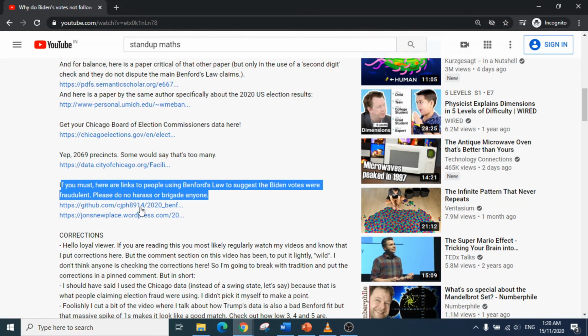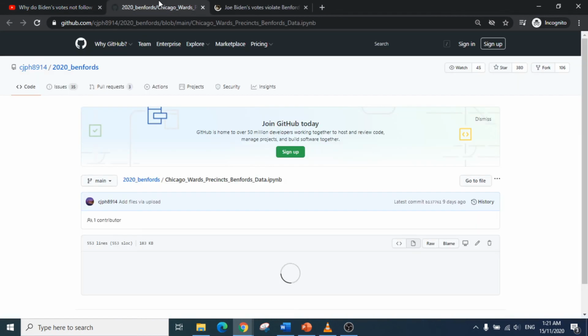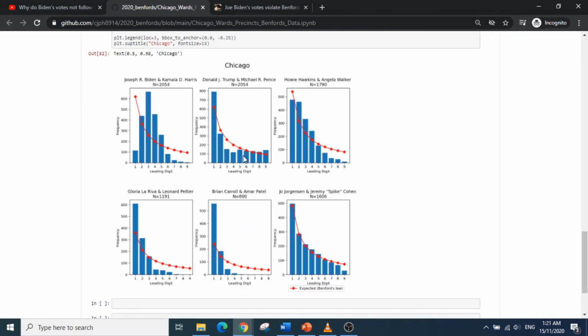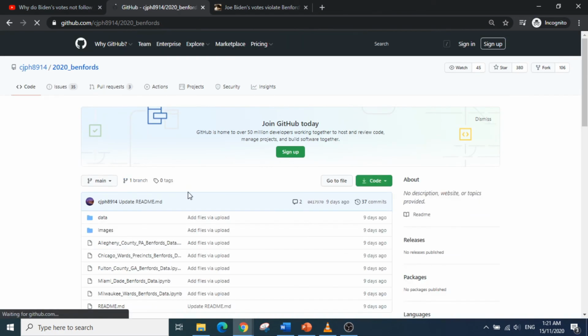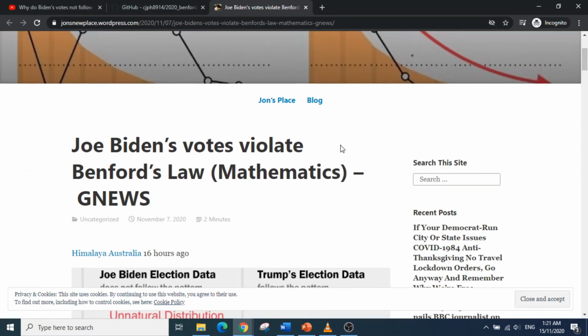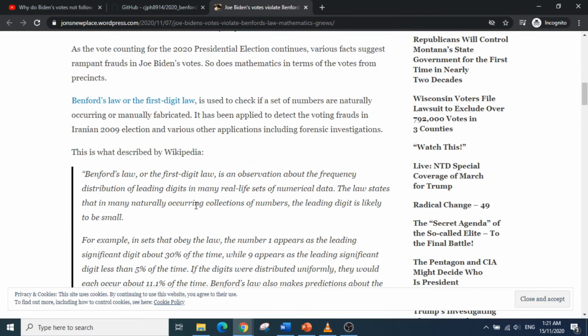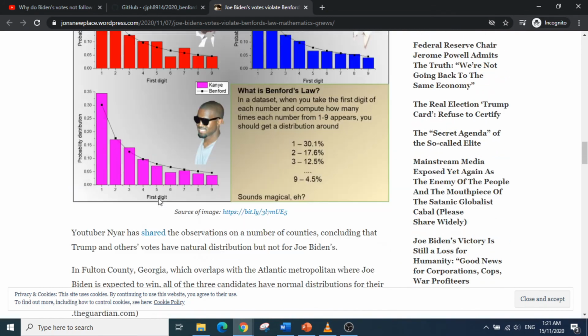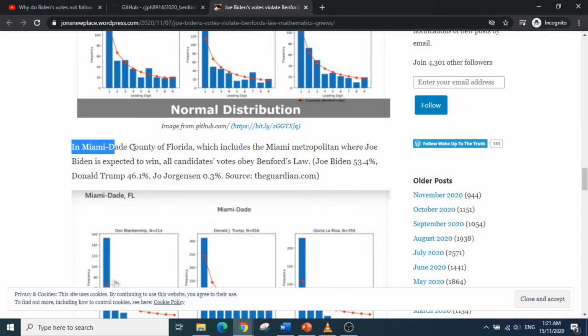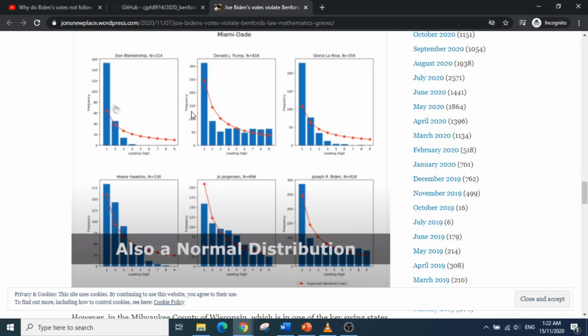Let's check them out. The first source has data of many areas and not just Chicago. Maybe the one who sent the link to Stand-Up Maths guy sent a link of Chicago from the folder. However, the link just contains the analysis of the data of several areas where Benford's law is not applicable. Whether Chicago is an important piece of the puzzle is claimed by yet another source, which he links. But that source points out issues in several areas and not just in Chicago.